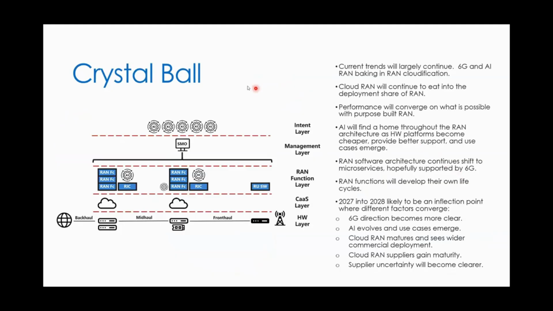So if I was to have a crystal ball, this would be my guess. I think in general, these trends are going to continue. The more we see talk about 6G and AI, it is really baking in that assumption of a cloud RAN platform that it's going to sit on. As we're seeing with some of the telco announcements, cloud RAN is continuing to eat into the overall RAN market share.